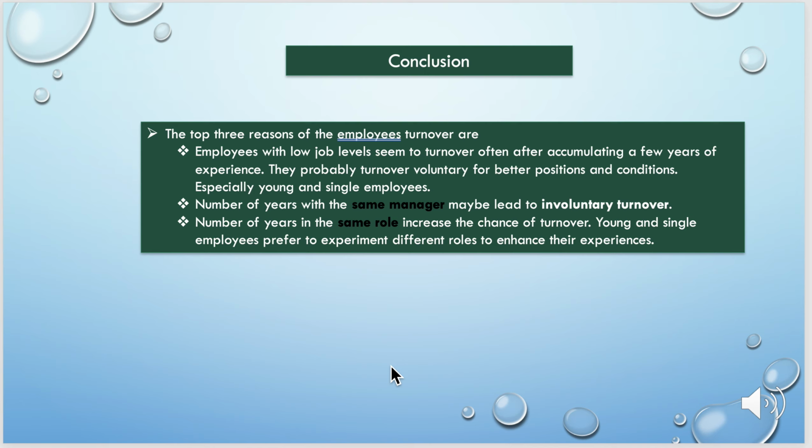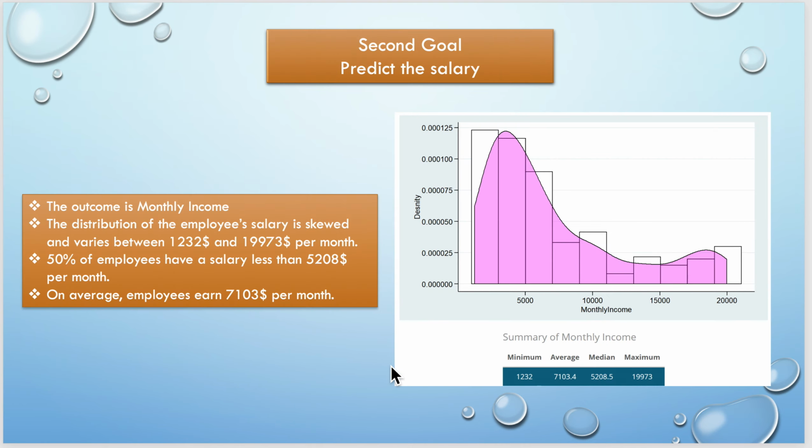The conclusion from all the analysis using such models was that the top 3 reasons for employee turnover are: employees with low job levels seem to turn over often after accumulating a few years of experience. They possibly turn over for better positions and conditions elsewhere, especially the young and single ones. The number of years with the same manager also led to turnover, and the number of years in the same role increases the chance of attrition as well. Younger single employees prefer to experiment with different roles for better opportunities elsewhere.